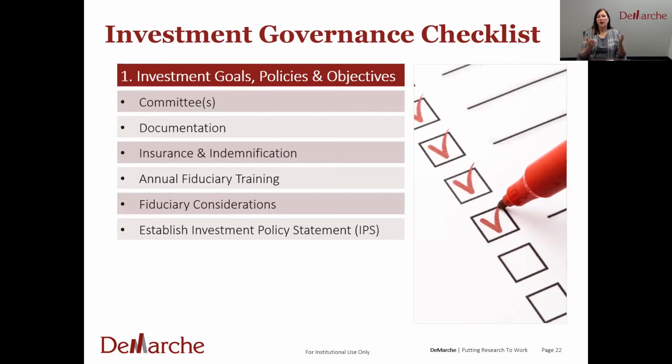And dependent upon the size of the plan, you may have 2 committees. You may have an administrative committee and you may have an investment committee. For smaller plans, they may only have 1 committee, dependent upon the plan sponsor's preference. Another thing that is important about the committee consideration is the number of members. You want an uneven number of committee members. We prefer 7 or less.